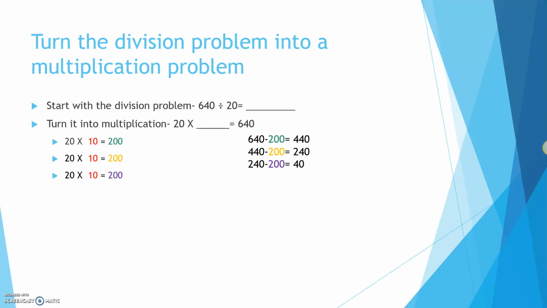So if I think about 20 times what number is going to get me to 40? And I know that 20 times 2 equals 40. So then I subtracted. Now I'm down to 0, so I know that I've used everything up. But how do I figure out what the answer is? Well, I have to add up the numbers that I used when I multiplied by 20. So 10 plus 10 plus 10 plus 2. And when I do that, I'm going to get 640 divided by 20 equals 32.